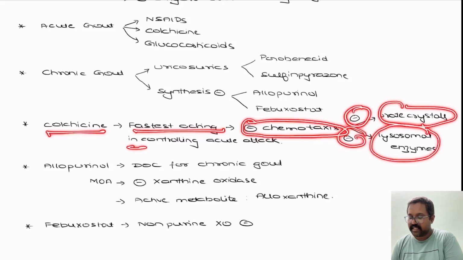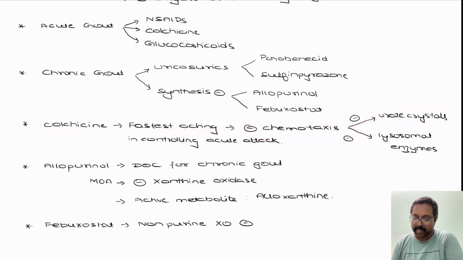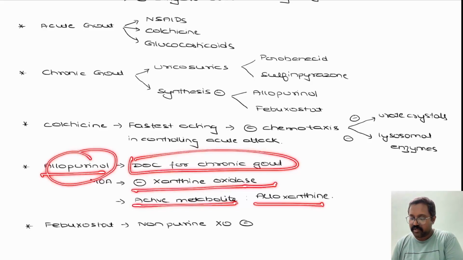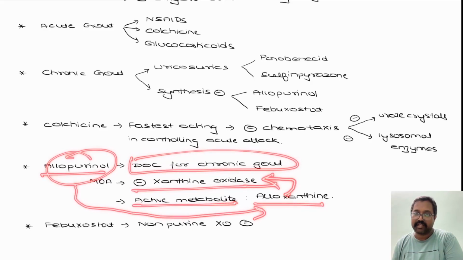So basically they are helpful in controlling the acute attack. Allopurinol is a drug of choice in chronic gout. Mechanism of action: it inhibits xanthine oxidase, thereby preventing the conversion of hypoxanthine to xanthine and xanthine to uric acid. The active metabolite is alloxanthine. So even allopurinol, to produce its action, gets converted into alloxanthine, which requires xanthine oxidase.